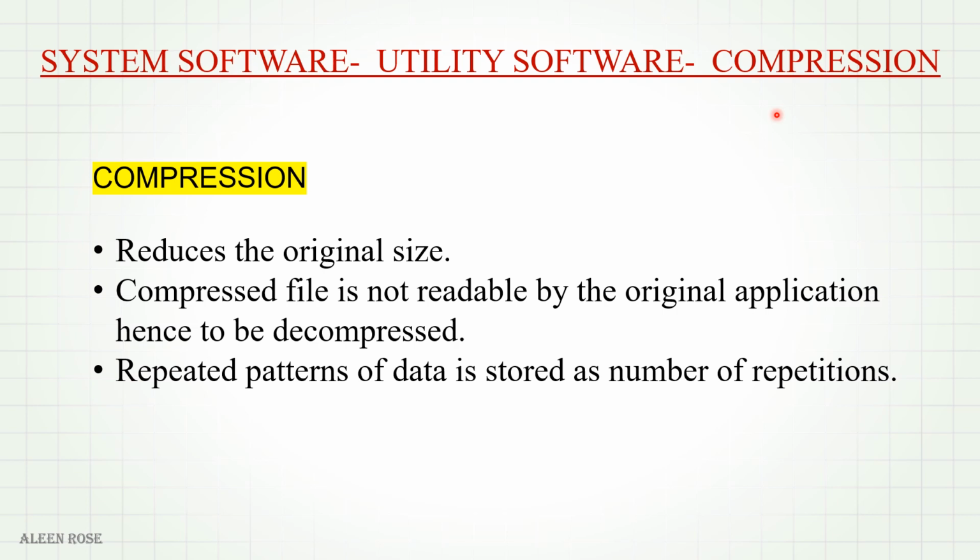How are data files compressed? The repeated patterns of data are stored as a number of repetitions. For example, if A is found 5 times, then instead of simply replicating A, it just writes 5A. In that way, space is saved. This is another type of utility software, which is again a type of system software.